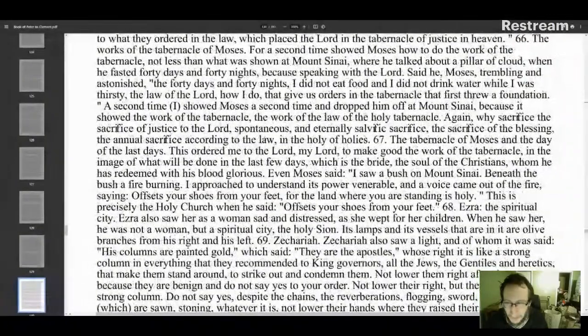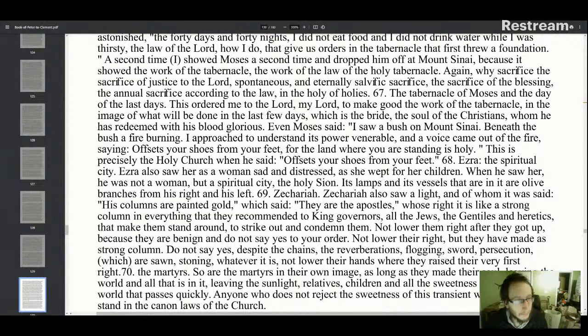All right, so sharing the screen here, the Ethiopian Book of Clement. It says, even Moses said, I saw a bush on Mount Sinai. Beneath the bush, a fire burning. I approached to understand its power, that was venerable power, and a voice came out of the fire saying, take off your shoes from your feet, for the land where you are standing is holy. This is precisely the Holy Church when he said, take off your shoes from your feet.